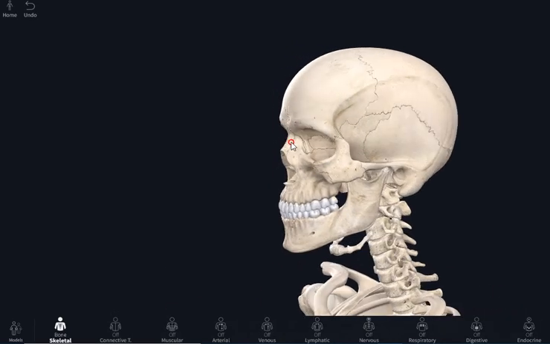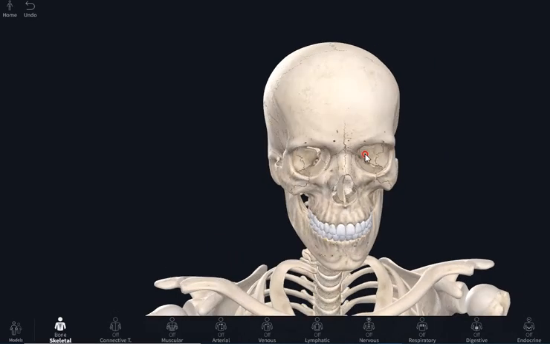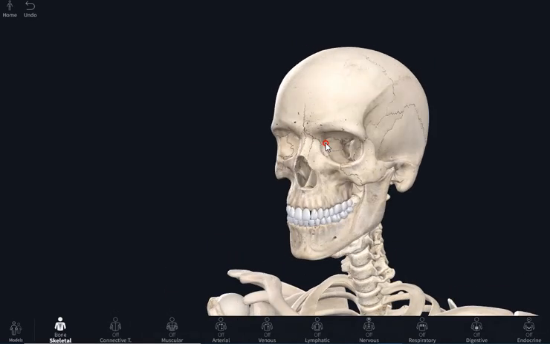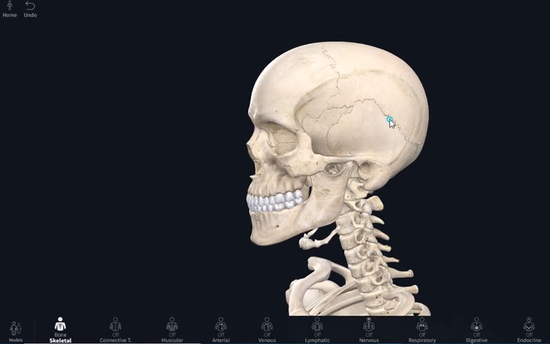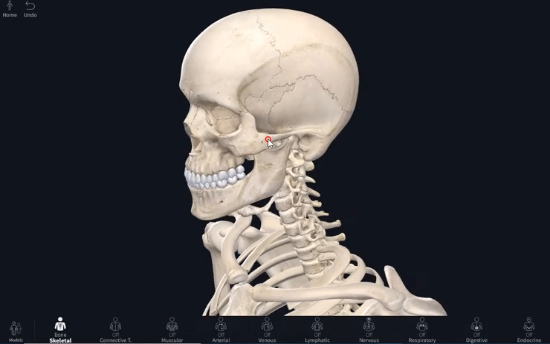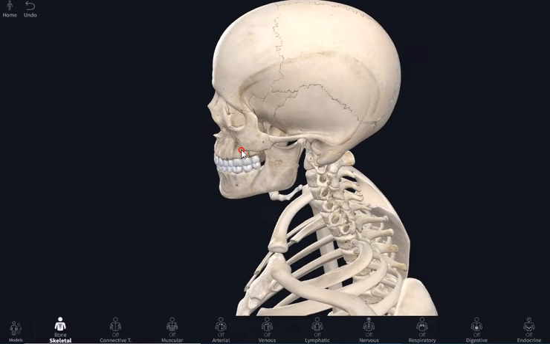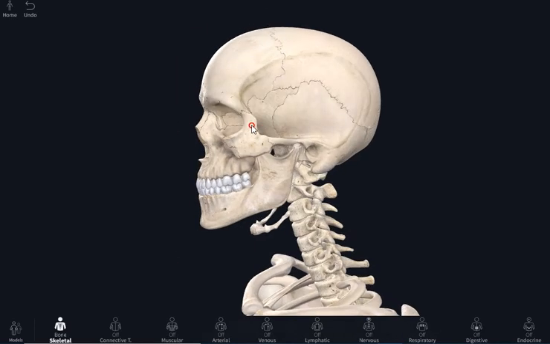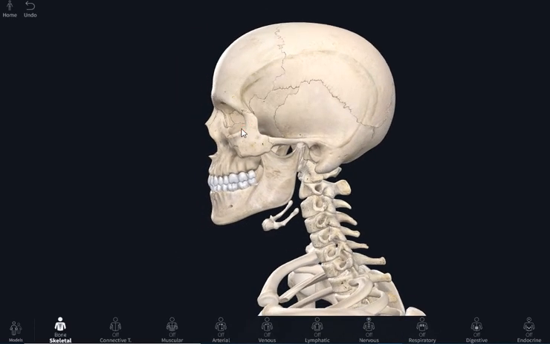In this tutorial, we are going to see the connective tissues of the head. In the previous tutorial, we already saw the different constraints of the head with respect to the bone. Now we are going to see the connective tissues.